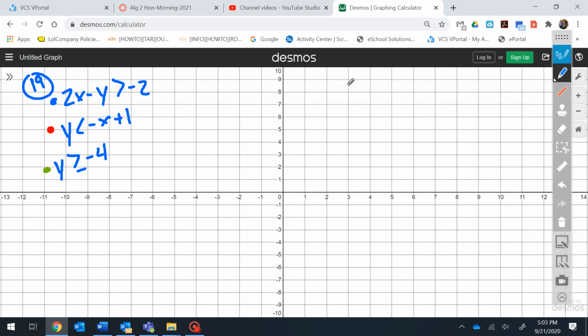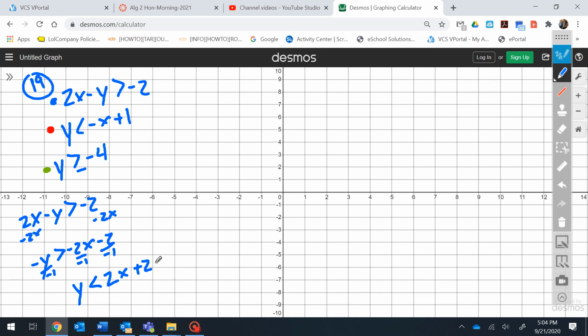Alright, so the first equation I have to put in slope-intercept form. So I have 2x minus y greater than negative 2. I will subtract the 2x. So negative y greater than negative 2x minus 2. Divide by negative 1. Remember, when you divide by a negative, the sign flips around, so it becomes 2x plus 2. Okay, so my first one, y is equal to 2x plus 2.